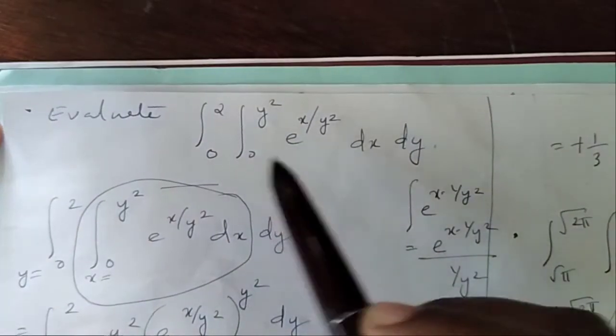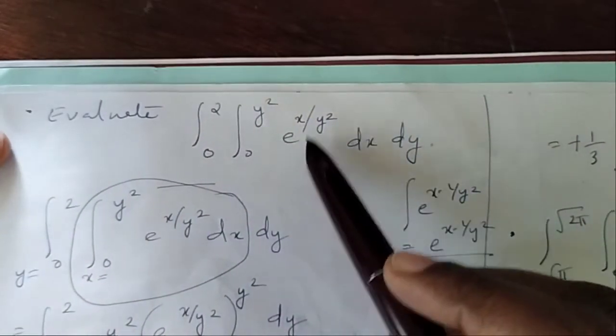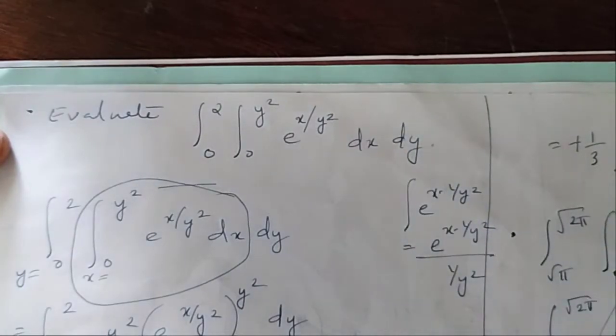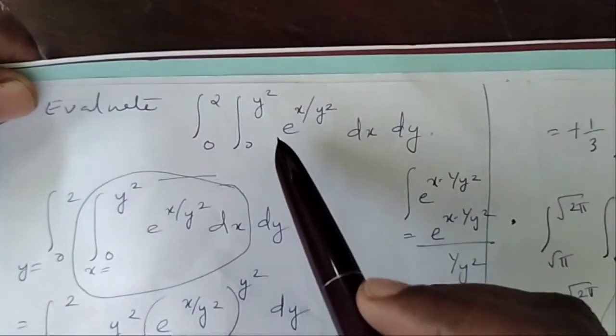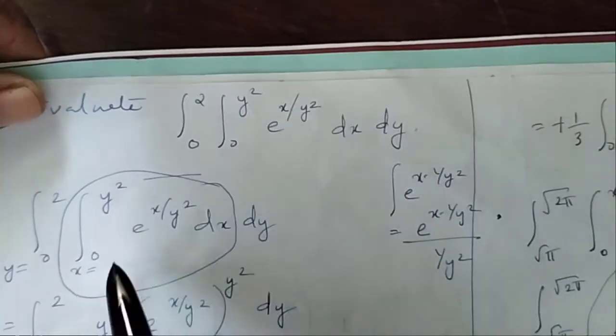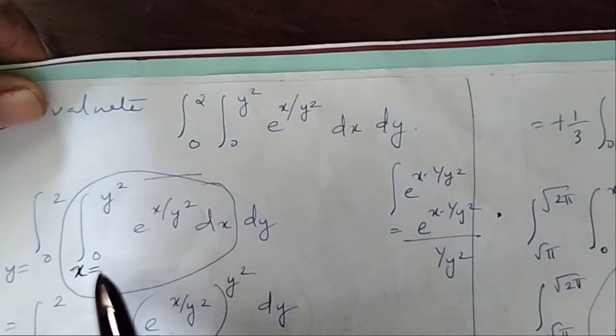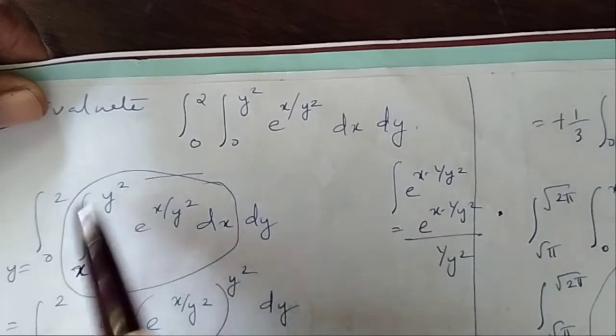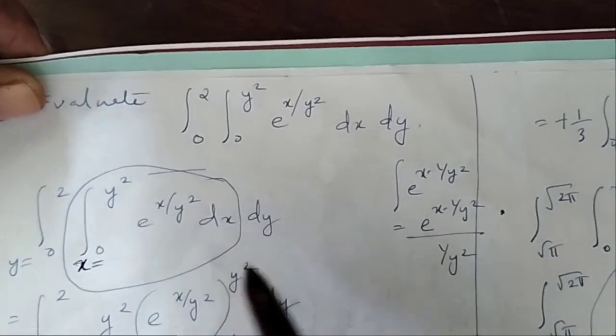Next one, evaluate the integral from 0 to 2, 0 to y square, e raised to x by y square dx dy. So here also the innermost integral is 0 to y square. This one contains the variable y, so this is the limit for x, okay, not y. So dx, first we have to integrate this integral with respect to x.